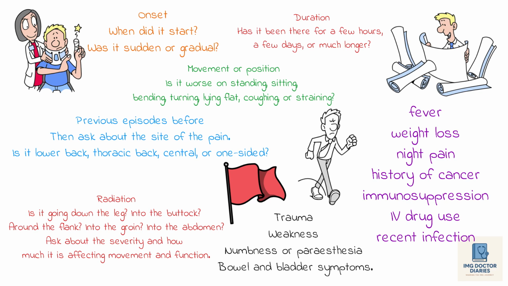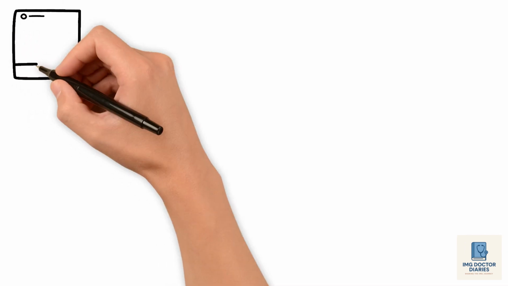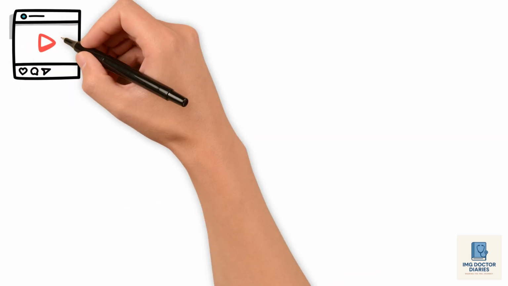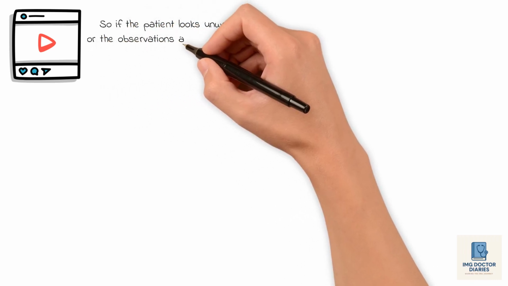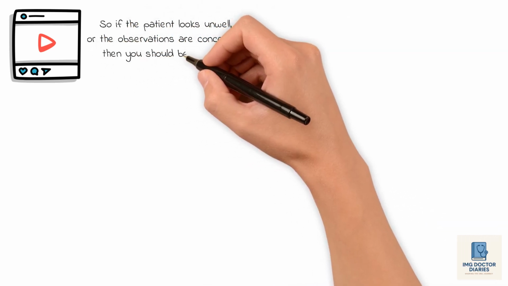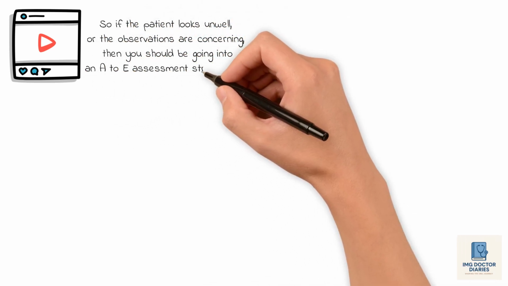Or are there red flags here that mean I need to escalate this quickly? Now, before I go through this part, I just want to say that I will make a separate full video on the A to E assessment itself because that deserves its own proper breakdown. But for this back pain video, I want to focus on the parts of A to E that matter most for this presentation. So, if the patient looks unwell or the observations are concerning, then you should be going into an A to E assessment straight away.